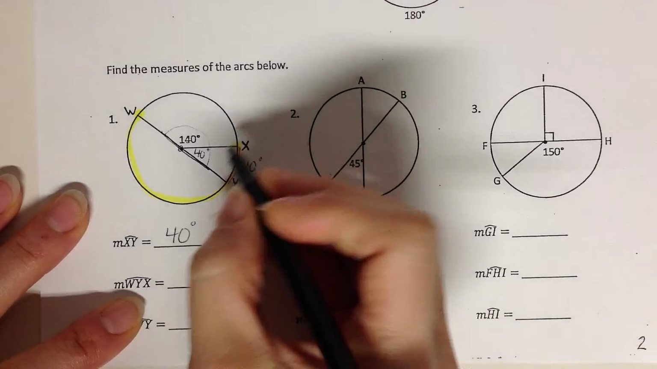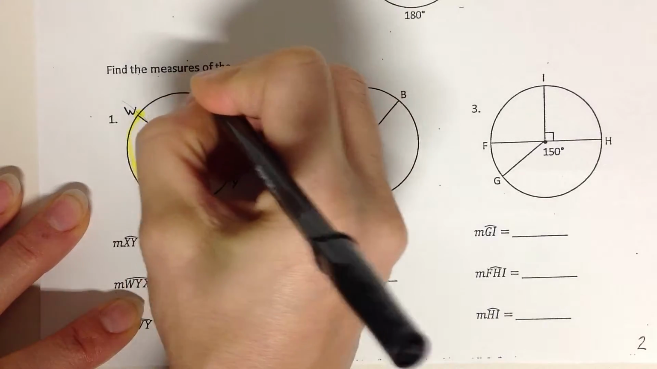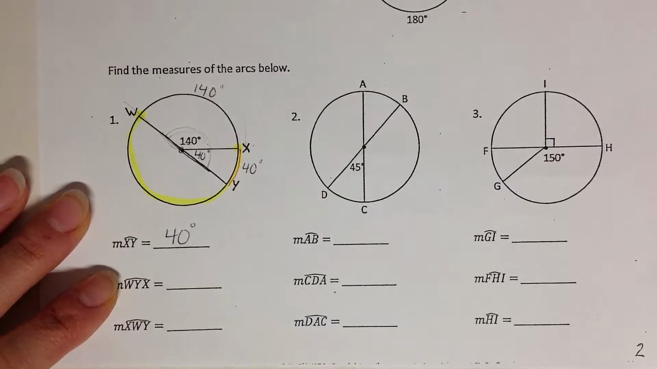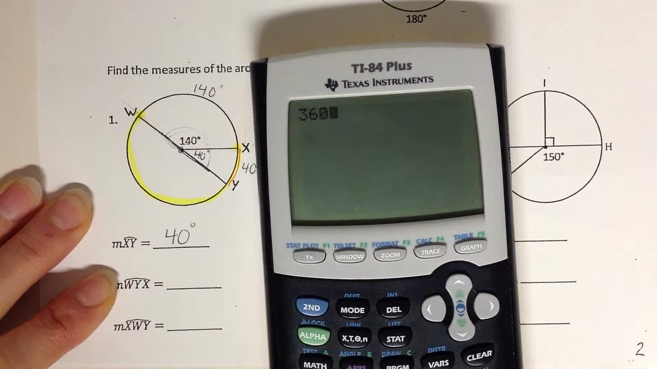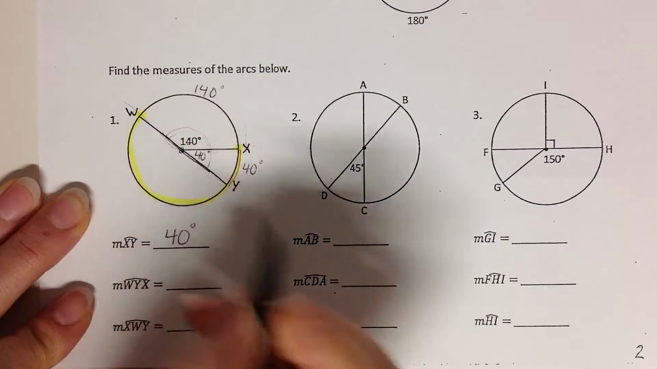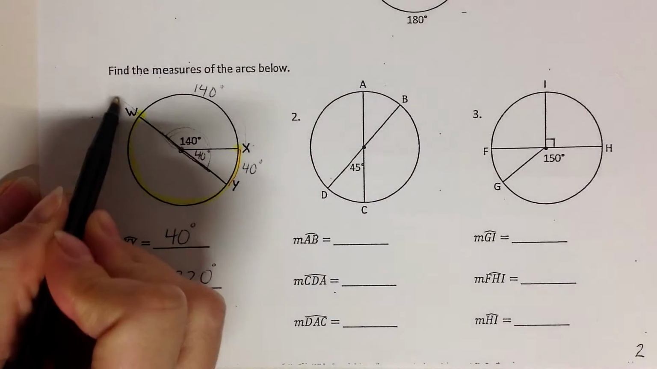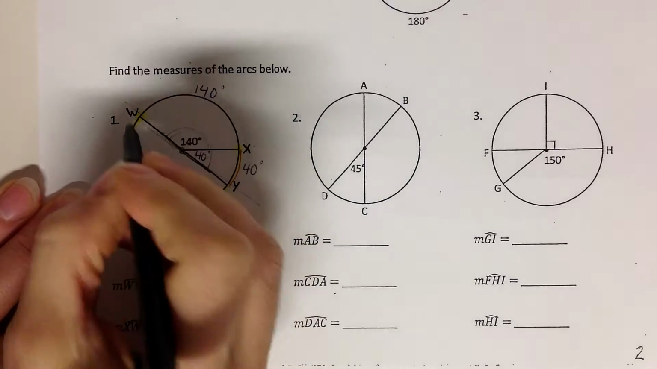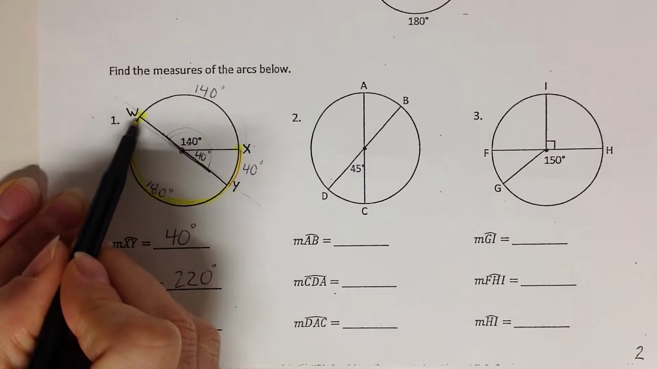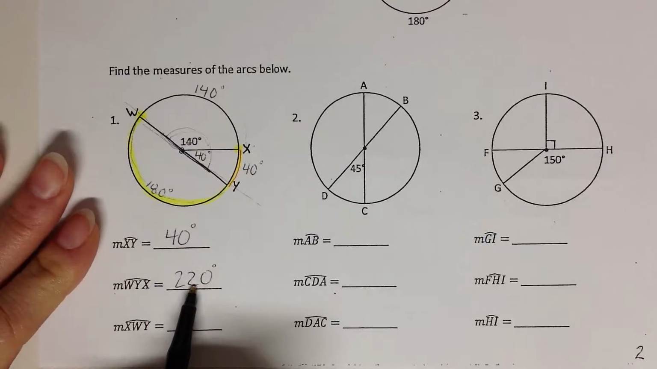So for example, I know that this was 140, so this arc right here is 140. So again, I can just do 360 minus 140, and I get 220. Okay, so the rest of the circle is going to be 220. I've seen students do this by adding as well, because here's a diameter, which makes this a semicircle. So you could total the arcs, 180 and 40, add them, you get 220.